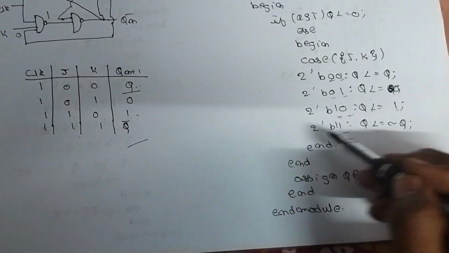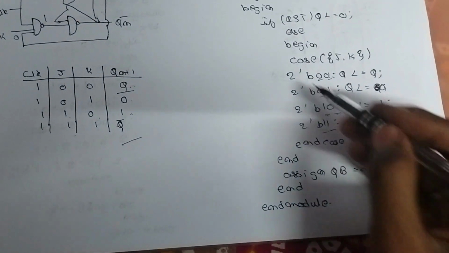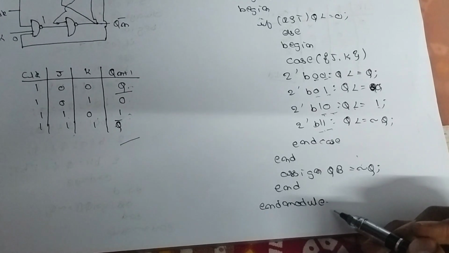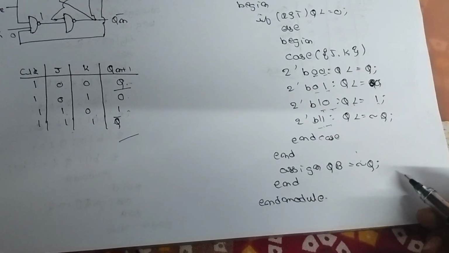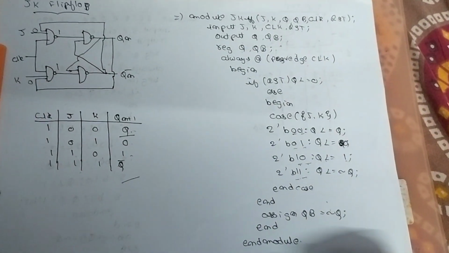Next, end case. The case has been ended here. Next, the begin has been ended here. Next, assign QB equal to not Q. Then endmodule. So this is the program for the JK flip-flop.